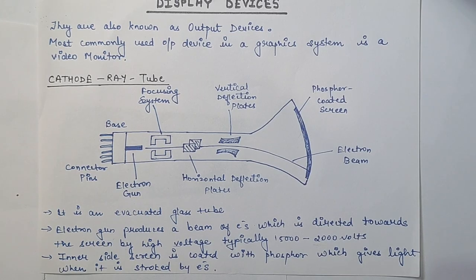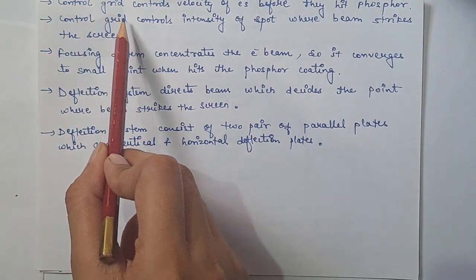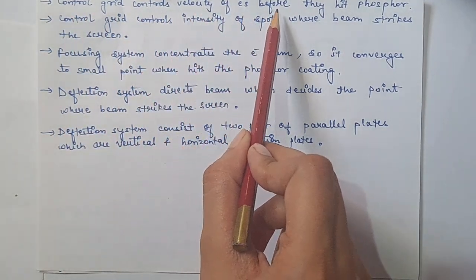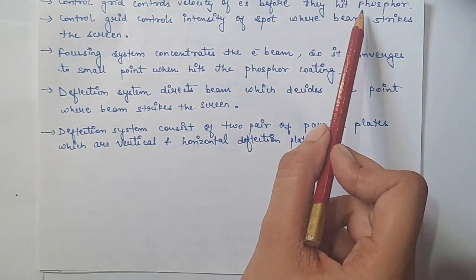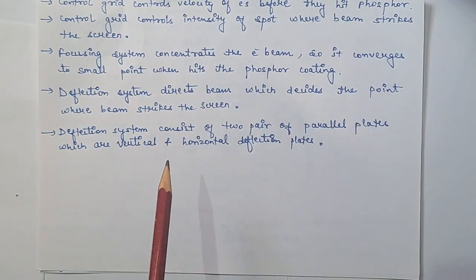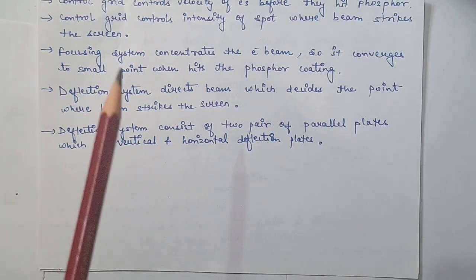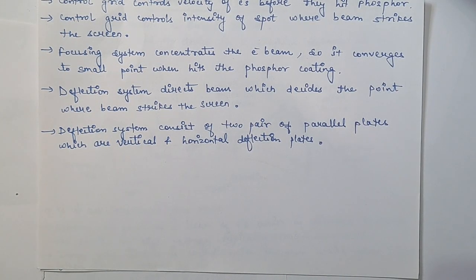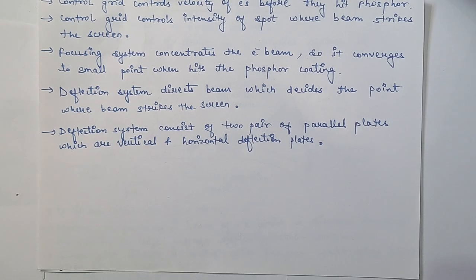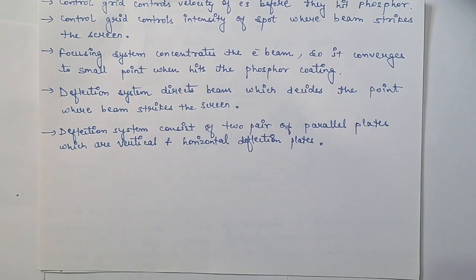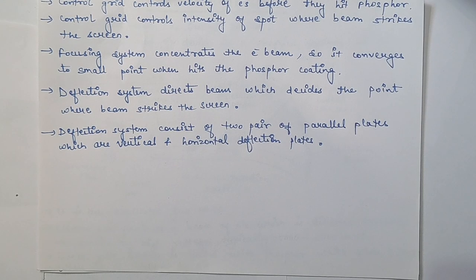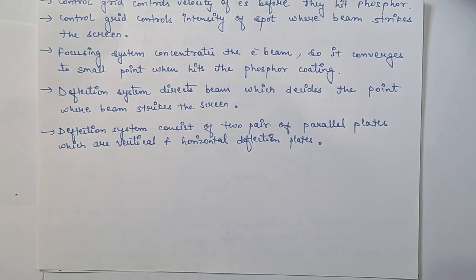अब the next what we can see, that is the control grid controls velocity of electrons before they hit the phosphor. As we have seen in the diagram, there is focusing system or the deflection plate. This is whole control grid. So the control grid controls the velocity of electron. जो beam pass होती है electron की through the electron gun, उसकी जो वेलोसिटी होती है जब वो फॉस्फोर को हिट करती है तो उसकी वेलोसिटी को कंट्रोल करती है कंट्रोल ग्रिड.